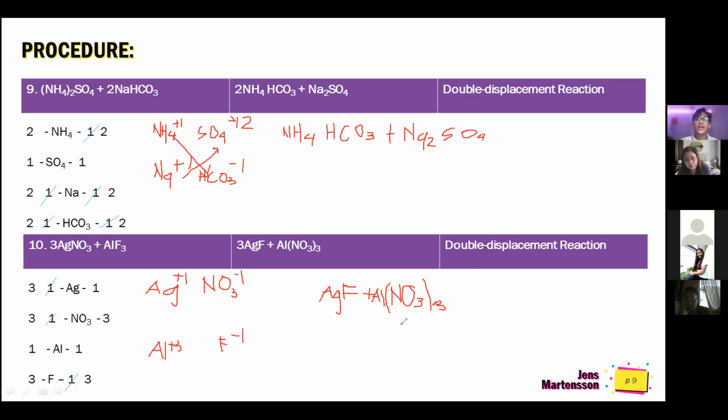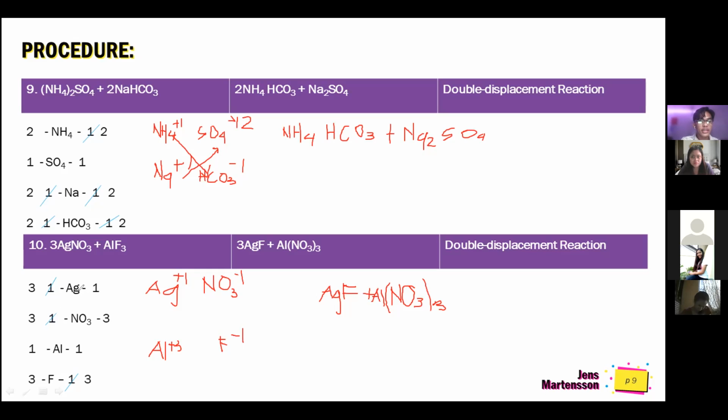So, proceed na tayo sa balancing. Ulit, i-identify natin ang subscripts ng reactant side and ng product side. So, sa reactant side muna tayo una. For silver, we have 1. For nitrate, we also have 1. Aluminum, we have 1. And sa fluorine, we have 3. Sa product side naman, for silver, we have 1. For nitrate, we have 3. Sorry, lutang ako guys. Tapos, for aluminum, we have 1. And for fluorine, we have 1 also.